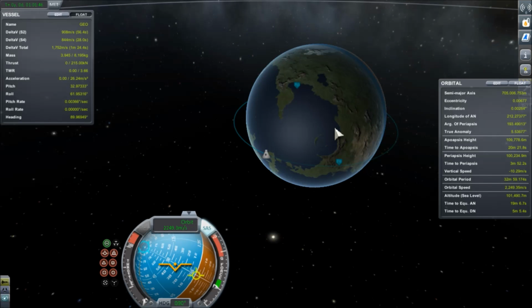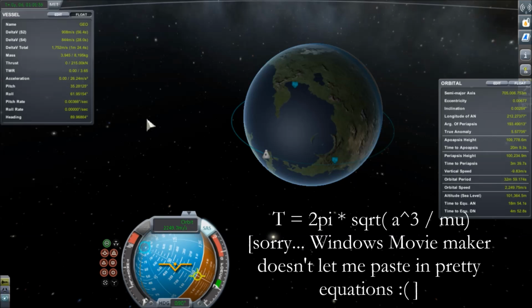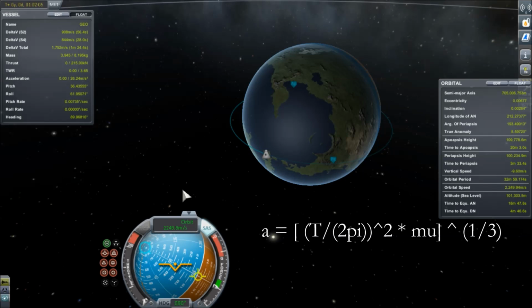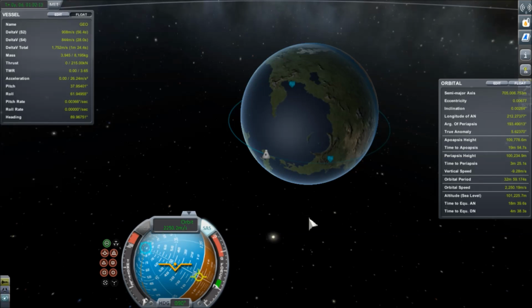Well, if you remember back to the first video, we talked about Kepler's Laws, and Kepler's third law is relevant here. If you remember, the equation for the period is 2 pi times the square root of a cubed over mu. So we rearrange that to get the radius we need to be at. We get the semi-major axis is equal to the period divided by 2 pi all squared times mu, and we take the cube root of all of that.